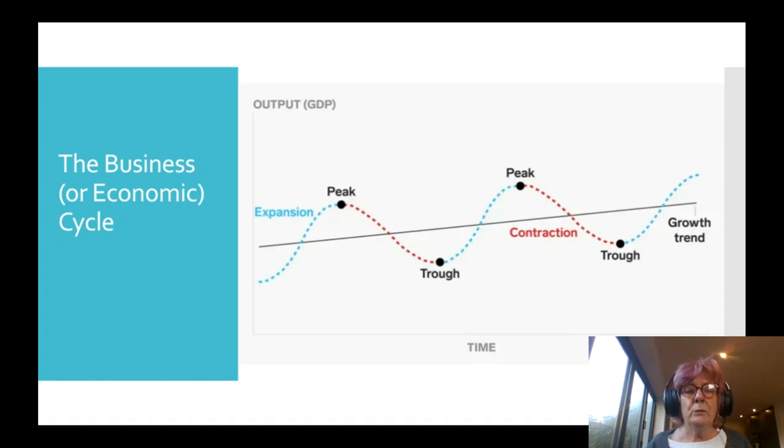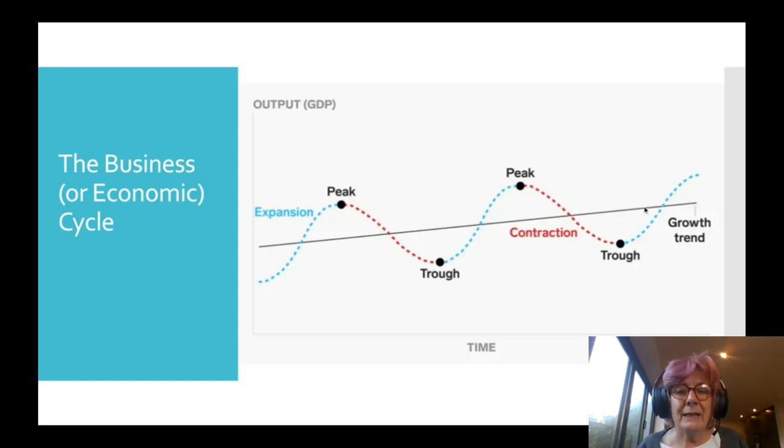And of course, what we've seen already is that when we get a change in aggregate demand, we get this business cycle of aggregate demand going up and down. So we have two lines here. The straight black line is just the trend of growth. And we can see happily in this economy, the trend is upwards. The economy is gradually growing.